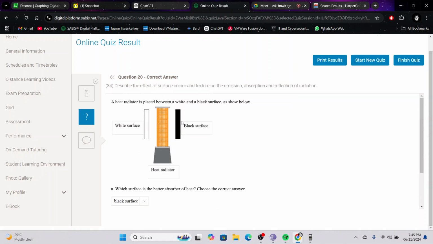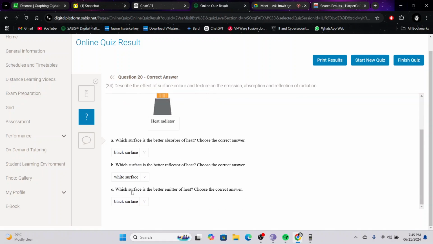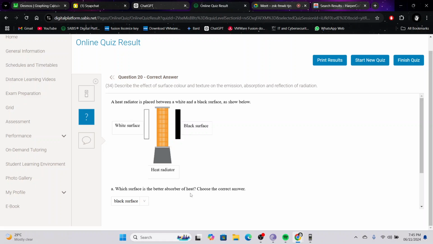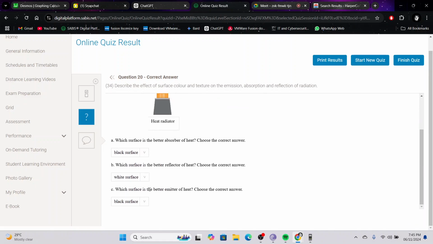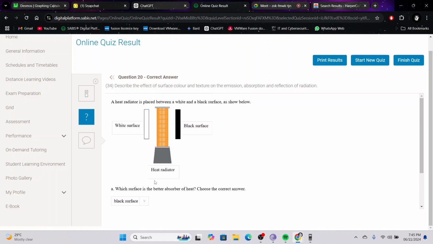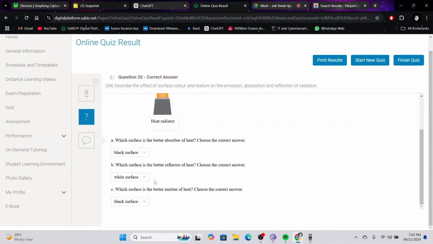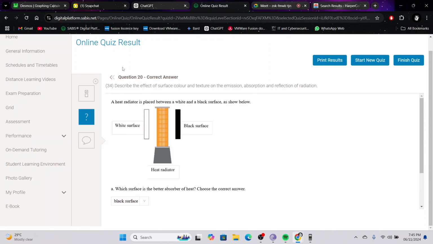So you don't even need to know this experiment pretty much, other than the last part, which is which surface is the better emitter of heat. The first two are real life practical applications. As for the third one, you can read the book and it explains it a bit. What I would do if I were you, I would memorize it, and honestly, it's common sense. And yeah, that's pretty much the entire quiz.